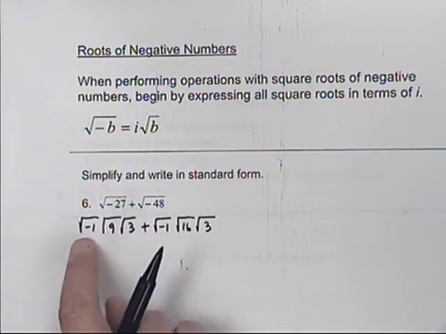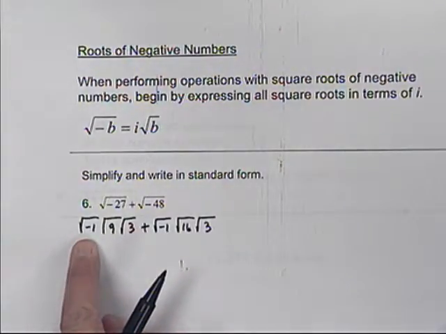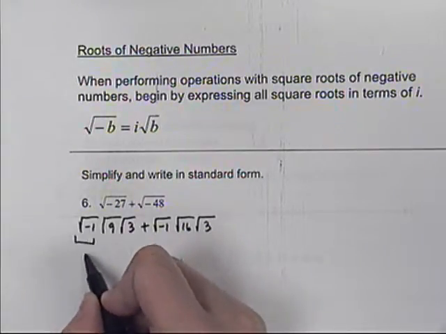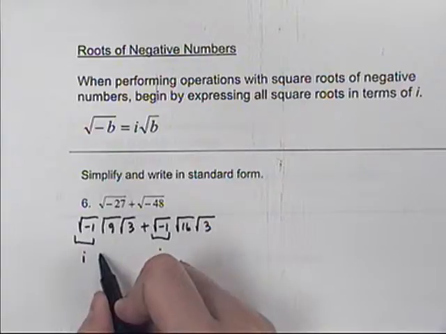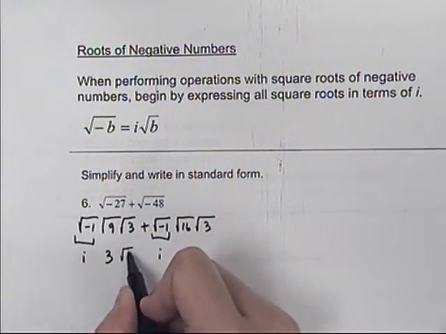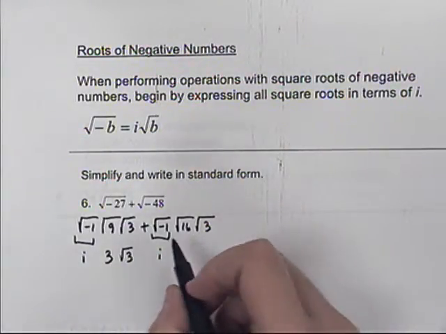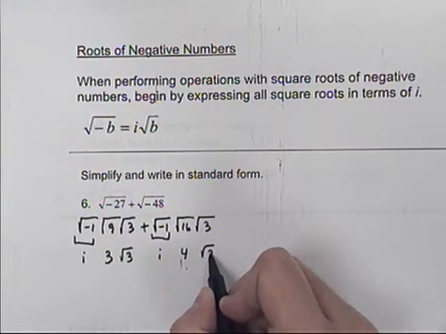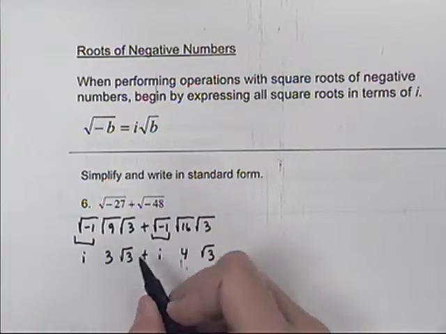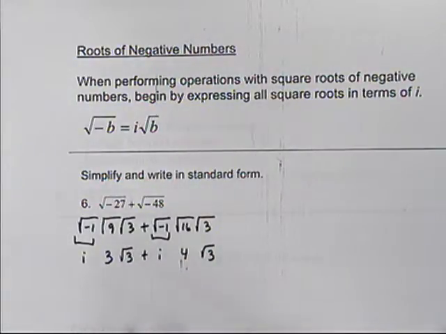So the square root of -1 is the letter i. Square root of 9 is 3, and the square root of 3 stays the same. Over here, the square root of 16 is 4, and the square root of 3 stays the same. Now, if we want to add these two together, I'm just going to put them in the normal order that we place these. And that would be that the 3 comes first, the i comes second, and then the square root of 3 comes last.